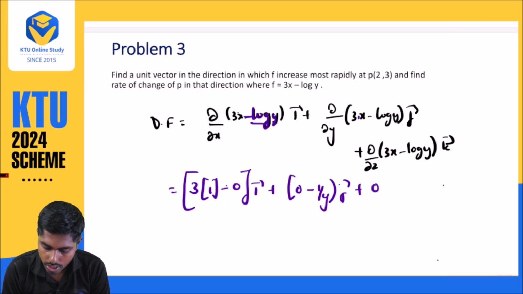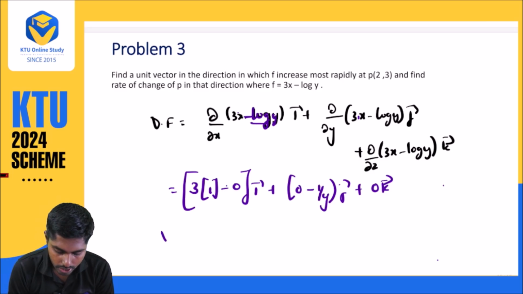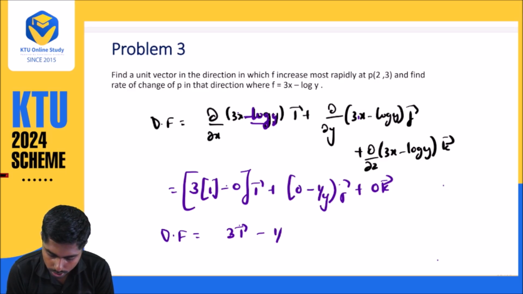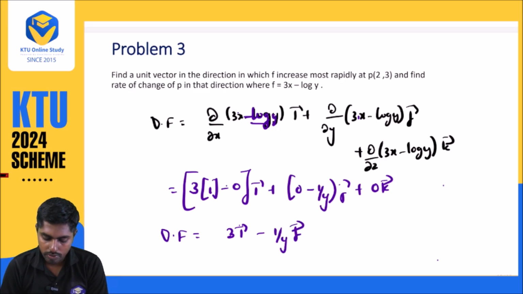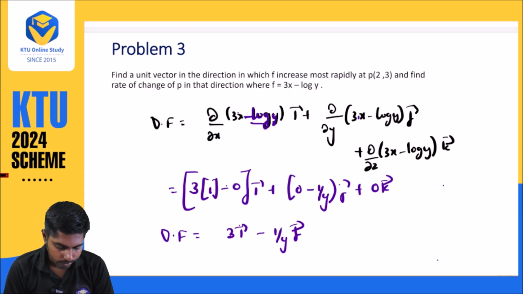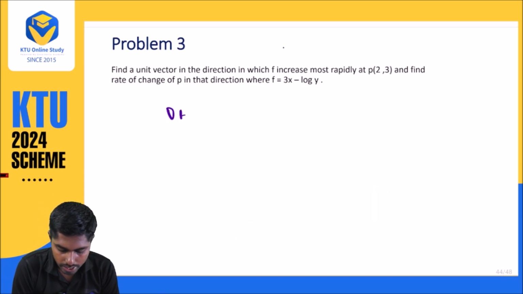So it will become 0k vector. So what we are getting? Grad f is equal to 3i vector minus 1 by y j vector. So this is the thing we are getting. Okay, so now grad f is equal to 3i vector minus 1 by y j vector we are getting.